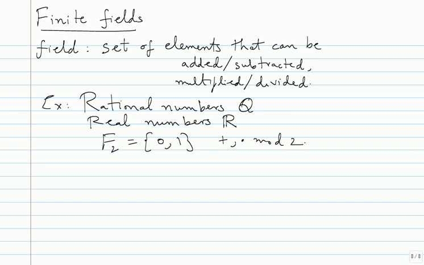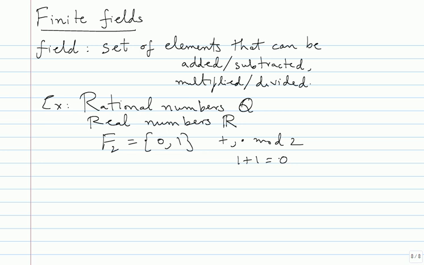How will you add 1 to 1? That's the only non-trivial addition. If you do 1 plus 1, it will be 0. If you contrast this with the real numbers, it's a completely different type of definition, right? So you can have very small, very nice fields, and also very large, very nasty fields.